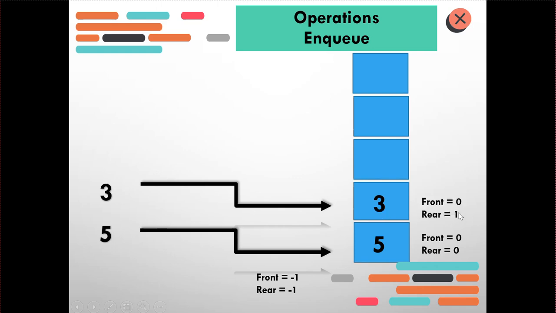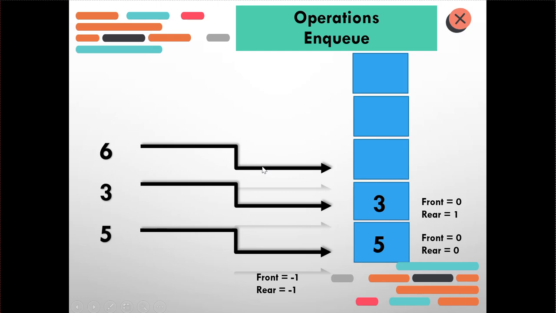In case of 3, front again would be 0, but rear would now be 1. Since you all know that in case of an array, we use an index starting with 0, the index of this cell would be 0, this 1, and 2, and 3, and 4. So these front and rear basically represent the indices of these cells, or the individual values of the array. So in case of 5, front would be 0, rear would be 0. In case of 3, front would be 0, rear would be 1.